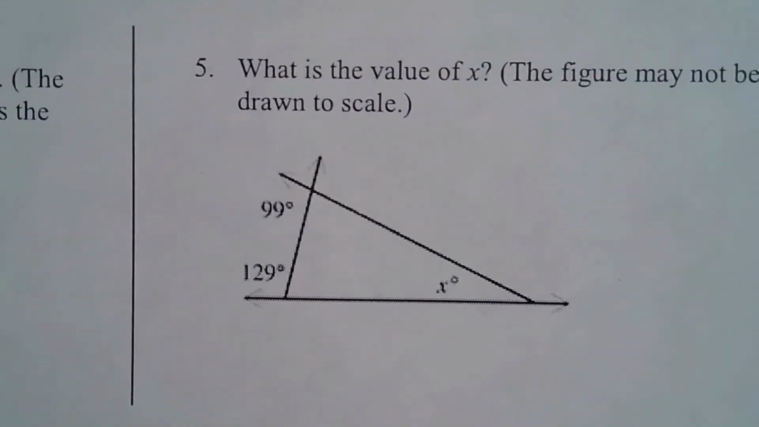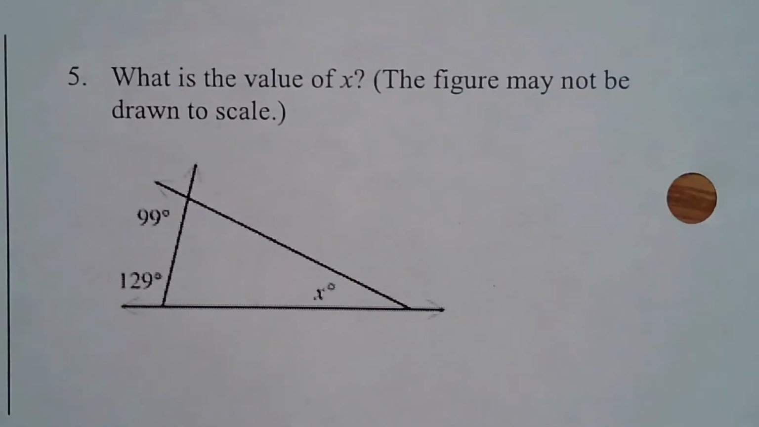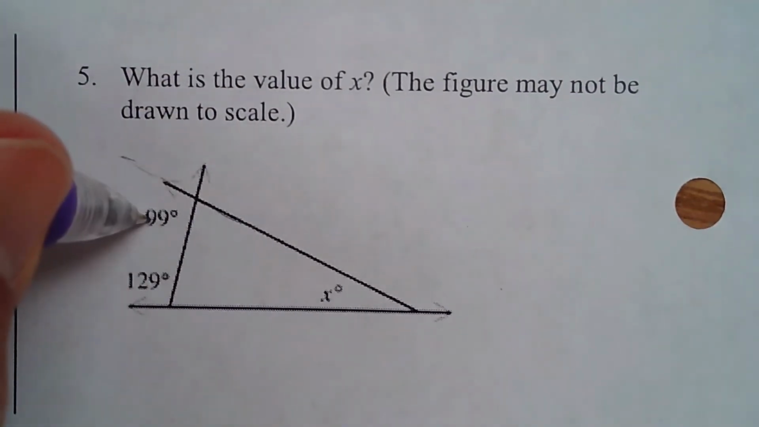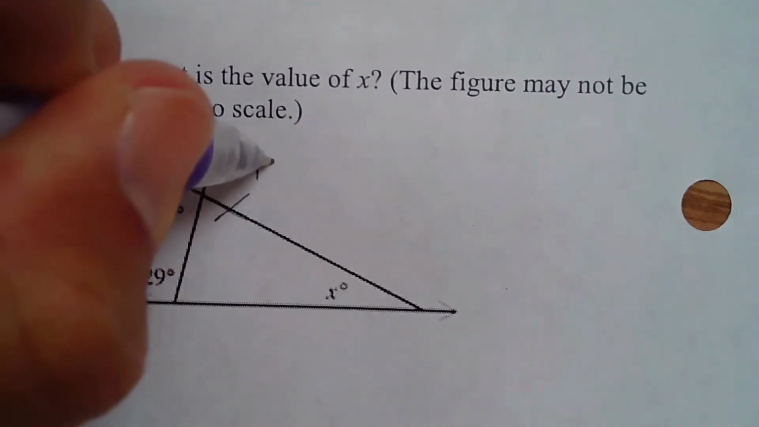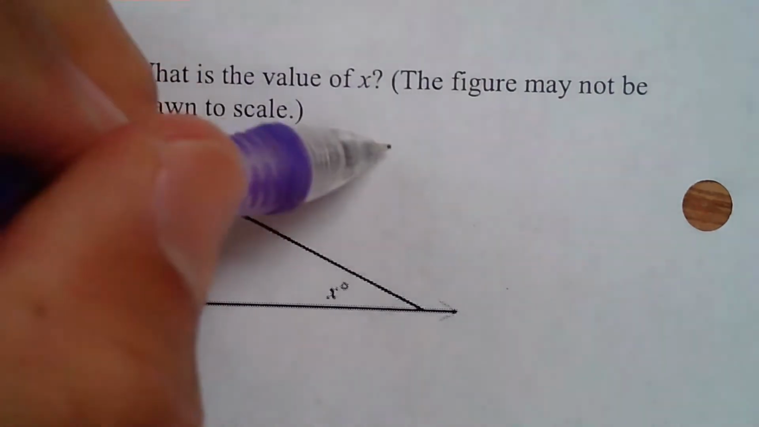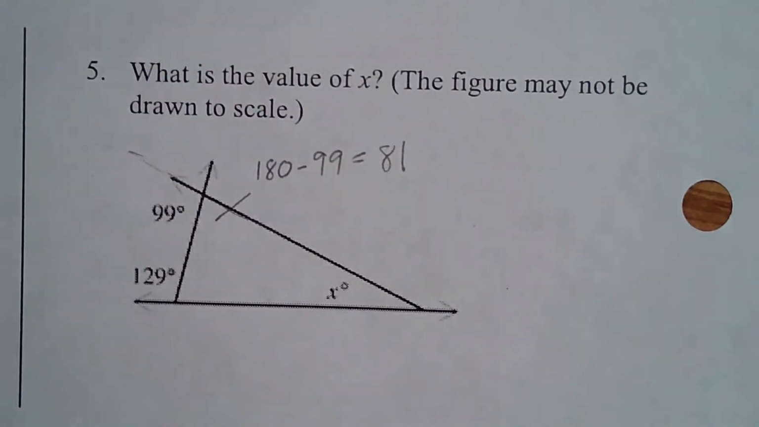Let's go to number 5. What is the value of x? And so let's see. Here's a straight line right here. And if this is 99 degrees, then this is going to be 180 minus 99 degrees, which means it's going to be what, 81 degrees, right?